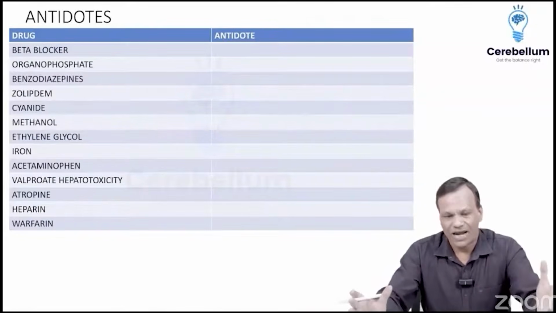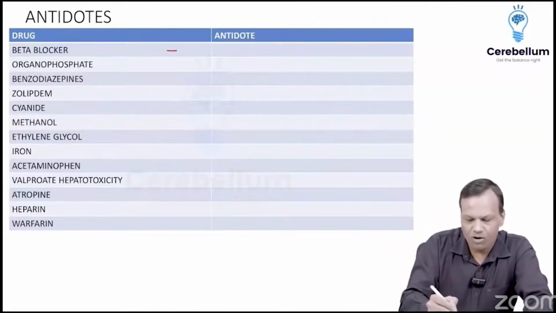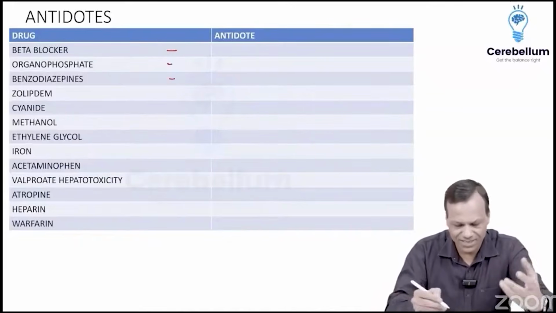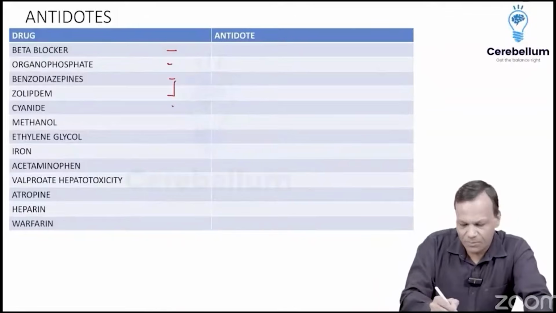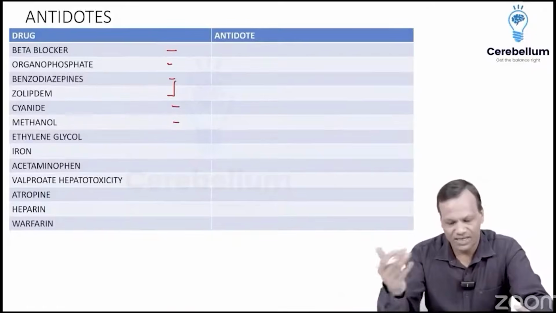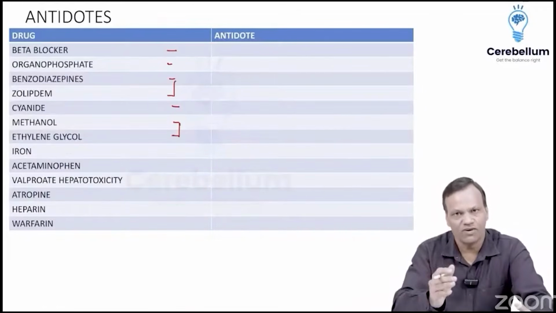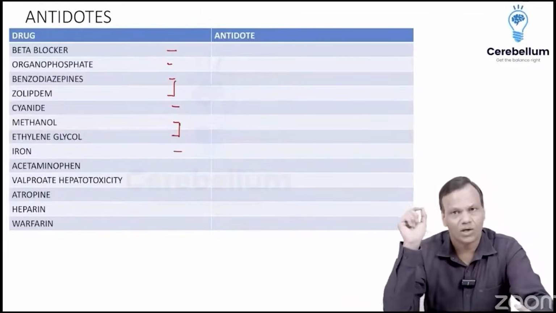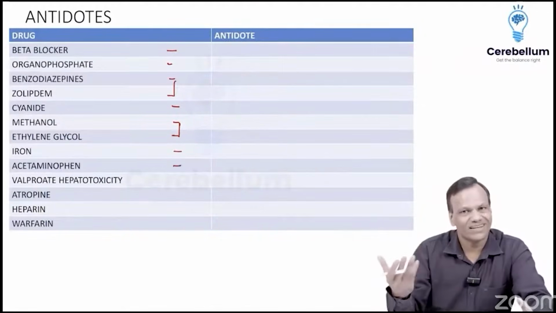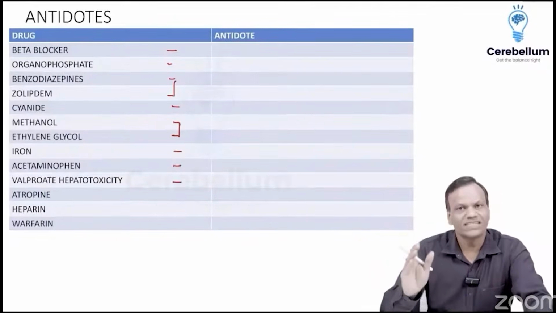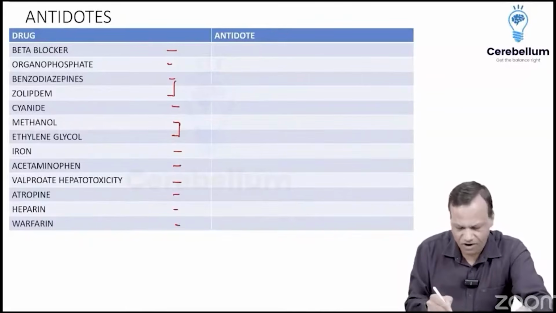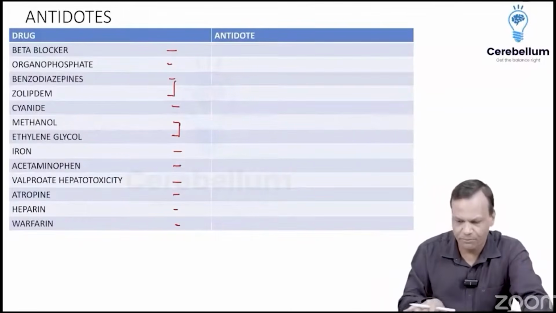Then lastly, we need to know about antidotes. I hope you all know by now. Beta blockers, glucagon. Organophosphate poisoning is atropine. Benzodiazepine is flumazenil, same for zolpidem, also flumazenil. Cyanide poisoning, hydroxocobalamin. Methanol poisoning, it is fomepizole, and if that is not given, ethanol. Same for ethylene glycol, fomepizole first, second choice is ethanol. Acute iron poisoning, desferrioxamine, and chronic iron poisoning, deferiprone. Acetaminophen or paracetamol, everyone knows, N-acetylcysteine. Valproate is L-carnitine. Atropine is physostigmine. Heparin, protamine sulfate, and warfarin, vitamin K. So these antidotes are very important.